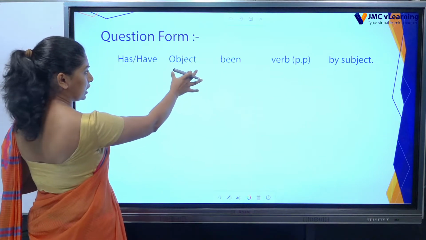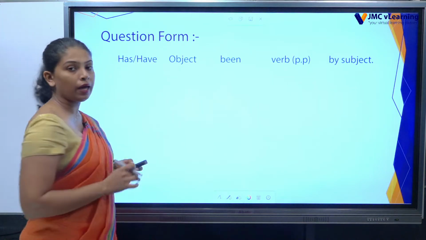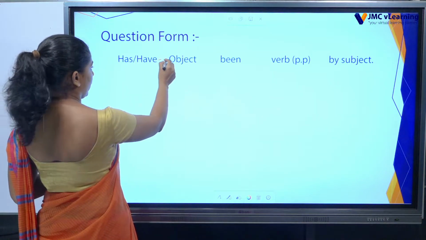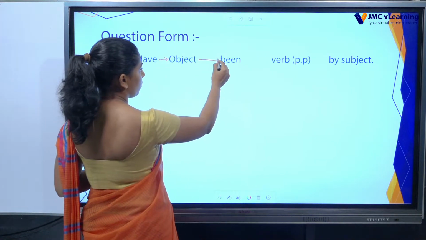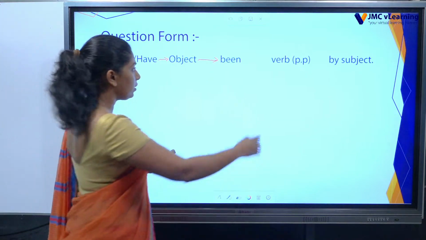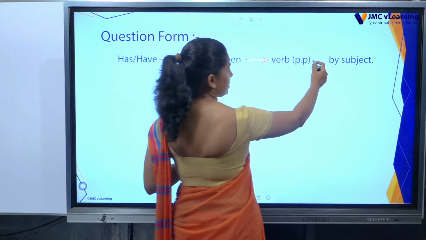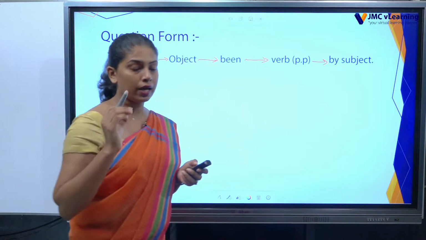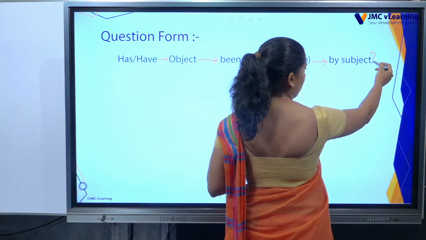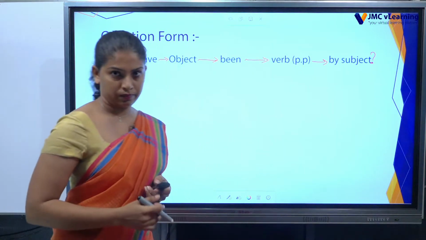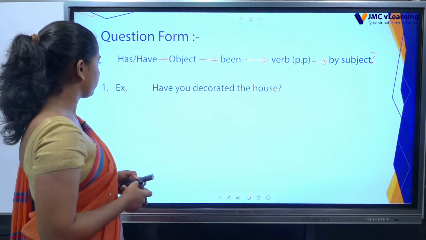If the object is singular, we take has. If the object is plural, we take have. So first we use has or have according to the object. Then after that we write been as the helping verb. Then the verb in past participle as we did earlier. Then by subject. But you have to keep in mind, now we are asking a question. So at the end of this we can't put a full stop, we have to put a question mark. Then we can turn it into a question. Okay, let's go to the example.